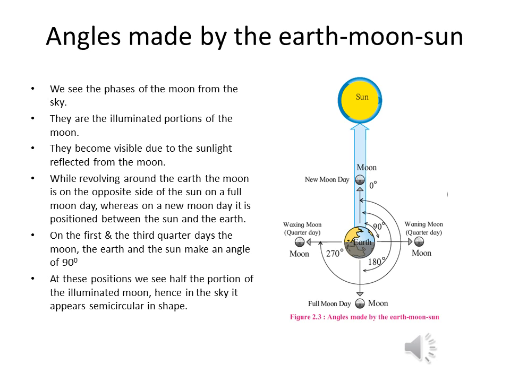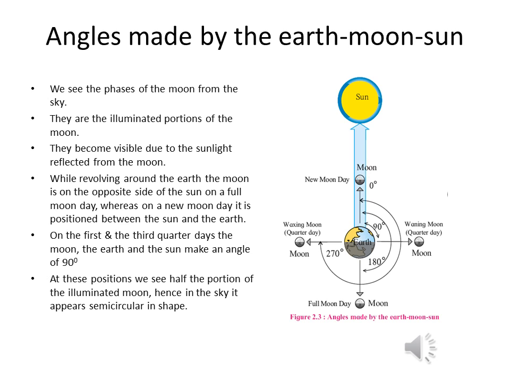We see the faces of the Moon from the sky. They are the illuminated portions of the Moon. They become visible due to the sunlight that is reflected from the Moon. While revolving around the Earth, the Moon is on the opposite side of the Sun on a full moon day, whereas on a new moon day, the Moon is positioned between the Sun and the Earth.